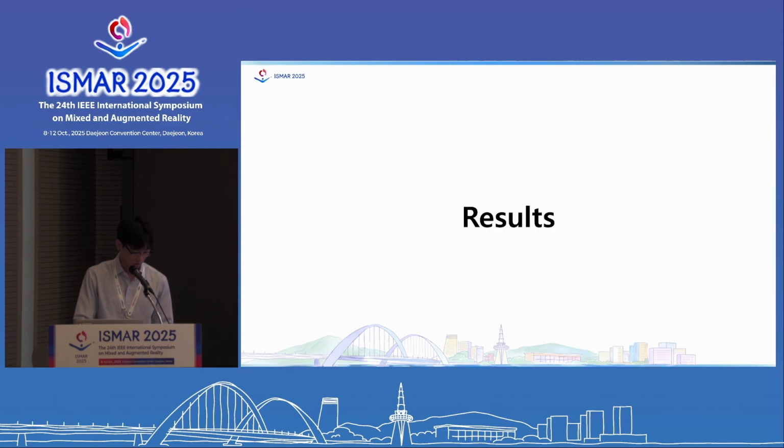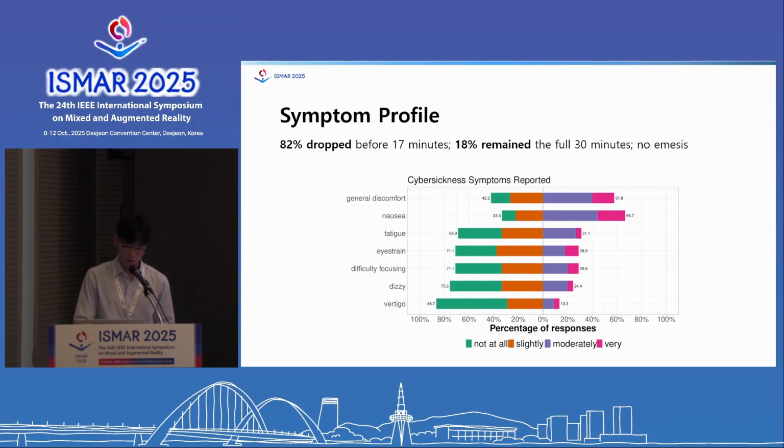On to some of the results. So here you can see the symptom profile. First, we were highly successful in causing dropout in a short period of time. So 82% of individuals dropped out before 17 minutes, and only 18% remained, finishing the full 30 minutes, and no emesis occurred. So here you can see the symptoms. Nausea was the most frequent and intense symptom, statistically higher than most others, and then 57.8% reported moderate to very strong general discomfort.